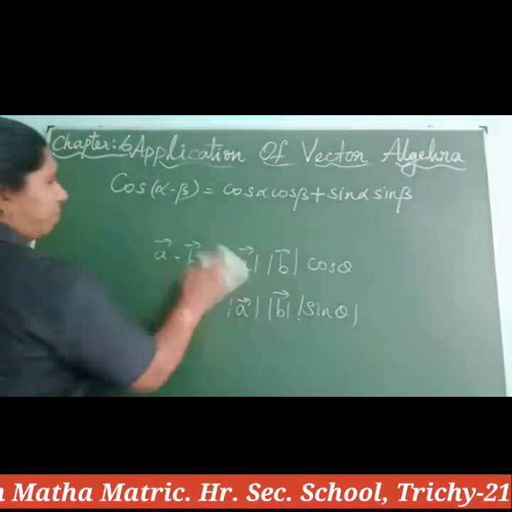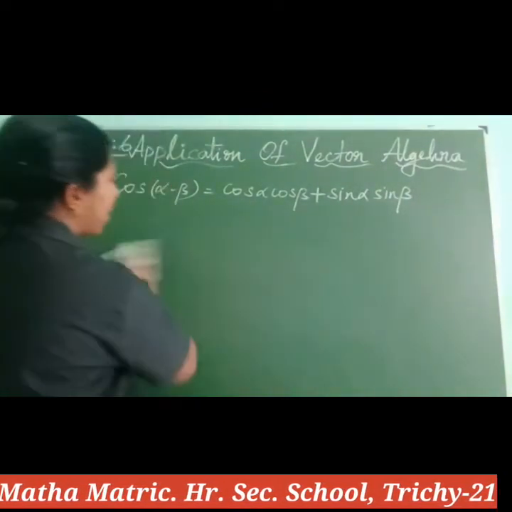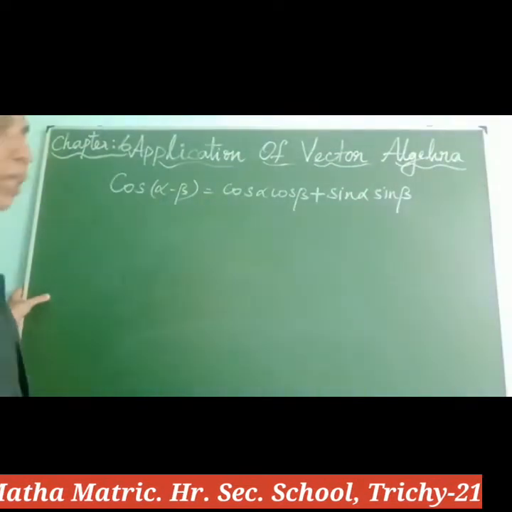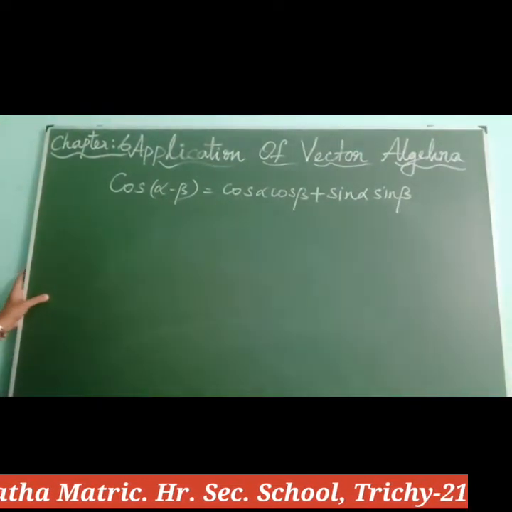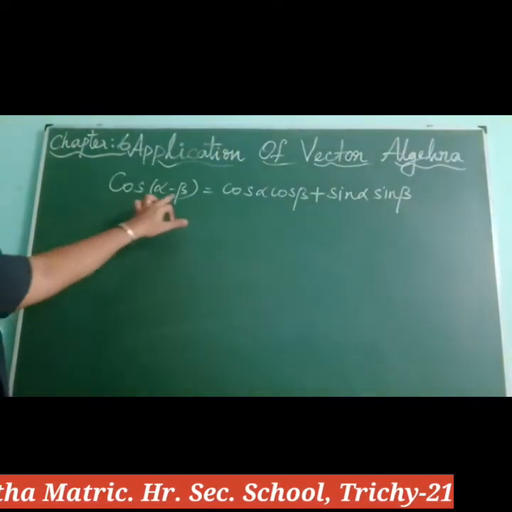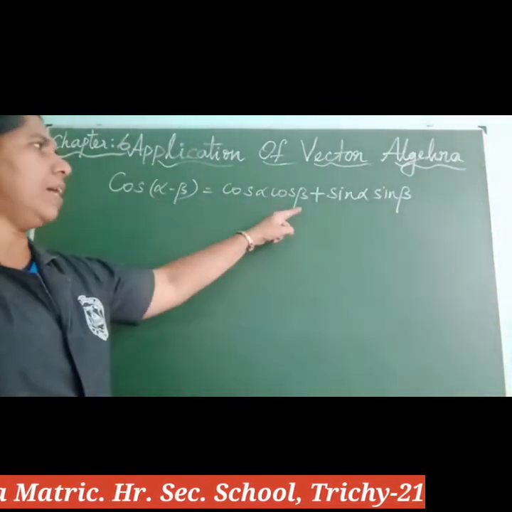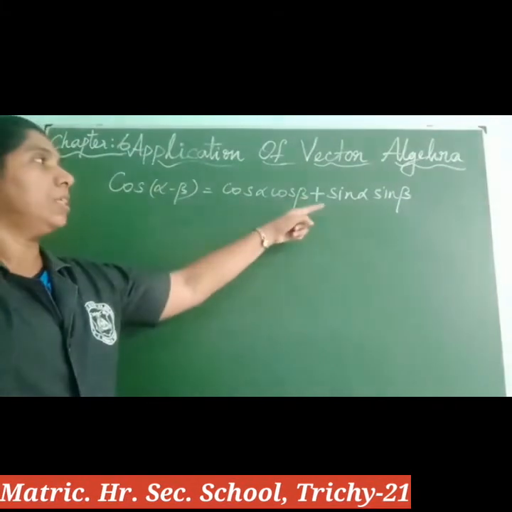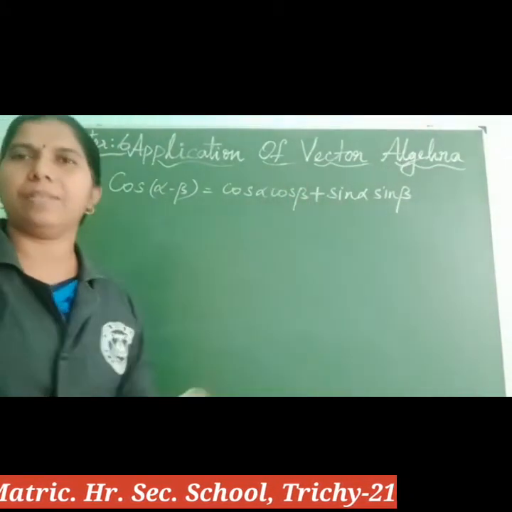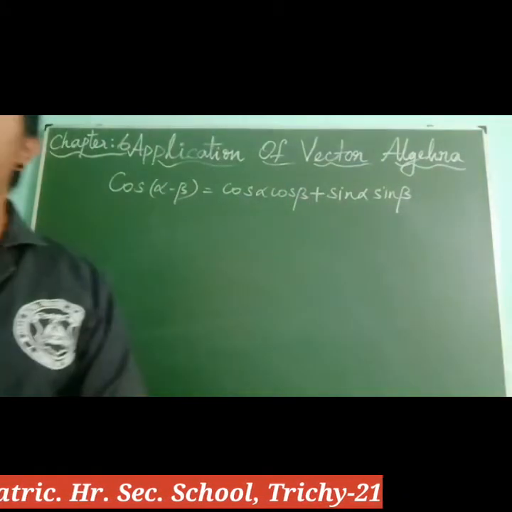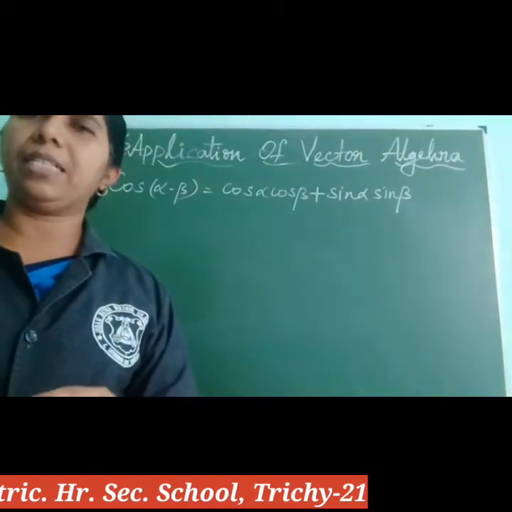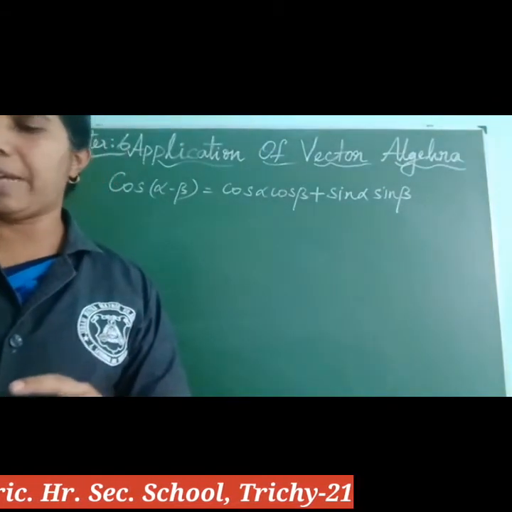Today, with the concept of dot product and cross product, we are going to derive the trigonometric formula cos(alpha minus beta) equal to cos alpha cos beta plus sin alpha sin beta. This we have studied in trigonometry. So by the vector method we are going to derive this.